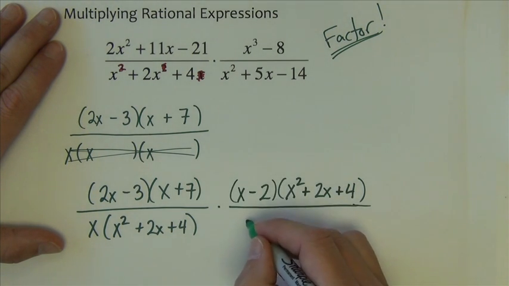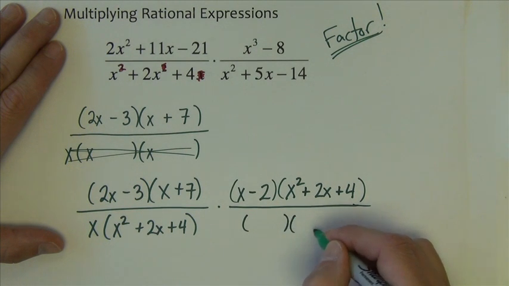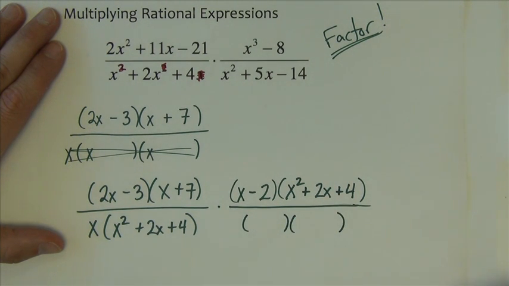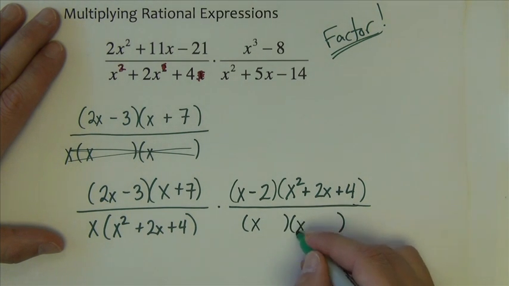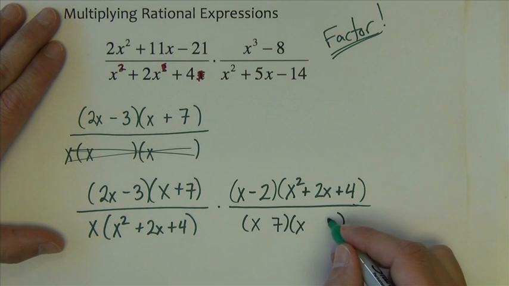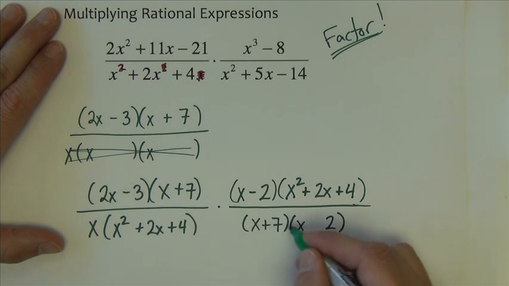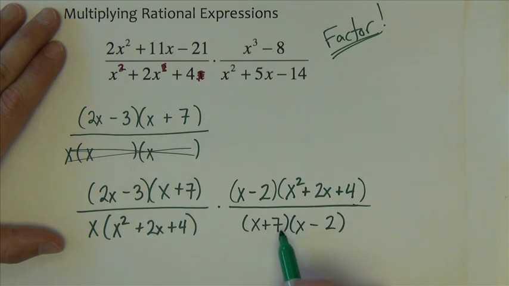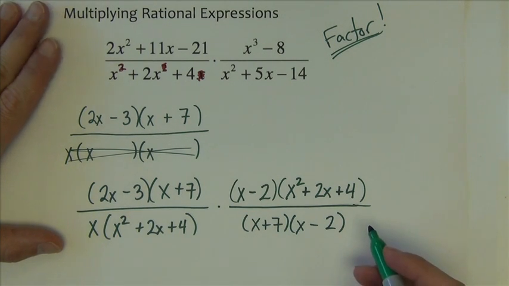And then the denominator, x squared plus 5x minus 14. There are no common factors. So let's just factor it. X times x is x squared. Multiply to negative 14. Adding to positive 5 is going to be plus 7 minus 2.